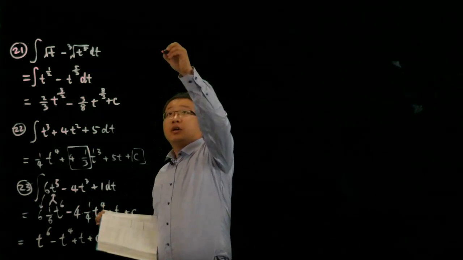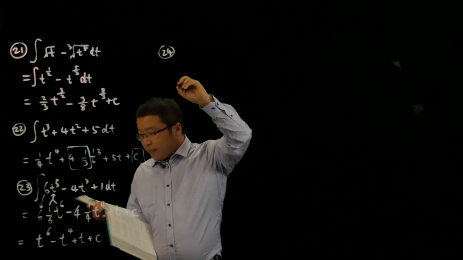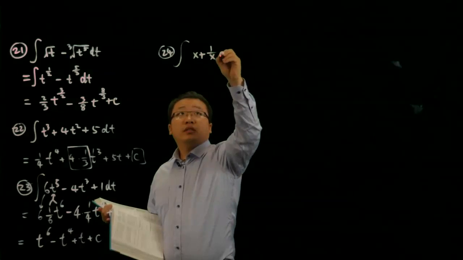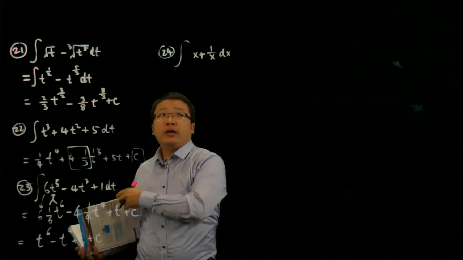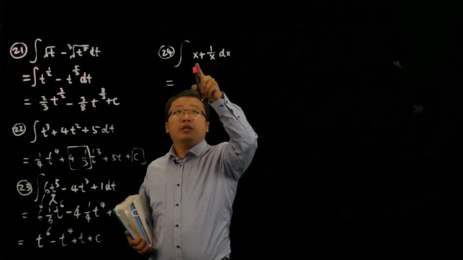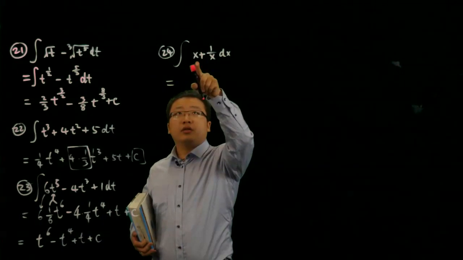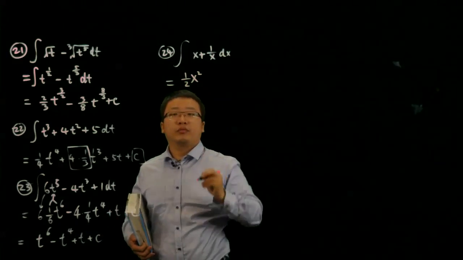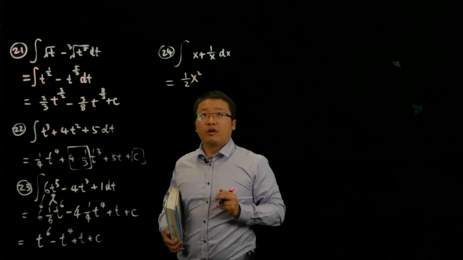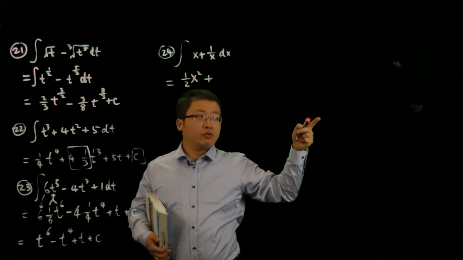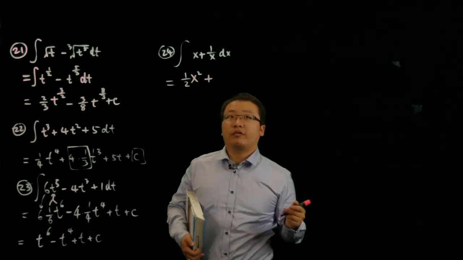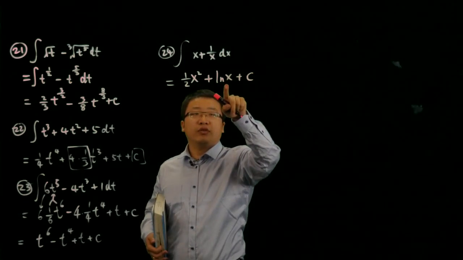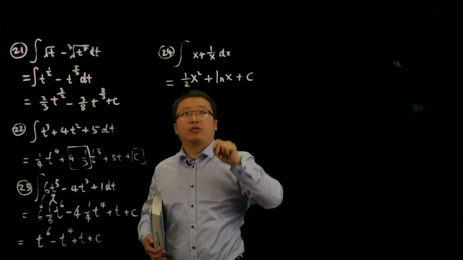Okay, now 24. The integral of x times 1 plus 1 over x, dx. The integral of x is going to be x squared times 1 over 2. Now for the integral of 1 over x, we have to talk about that little theorem: the integral of 1 over x is actually going to give you the natural log of x. Then you have a plus c, because the derivative of the natural log of x is equal to 1 over x.